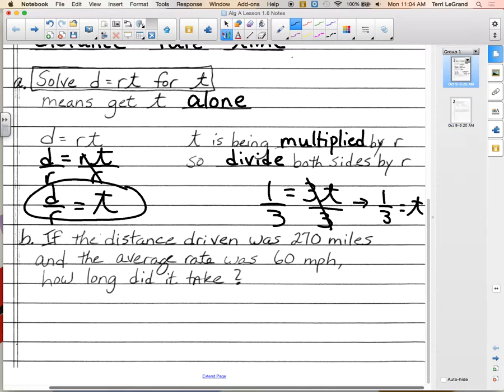We're not going to get a number. We're not going to get a value. We're going to have an expression, an algebraic expression.